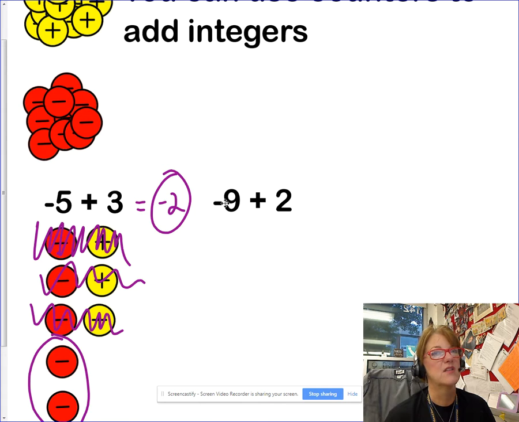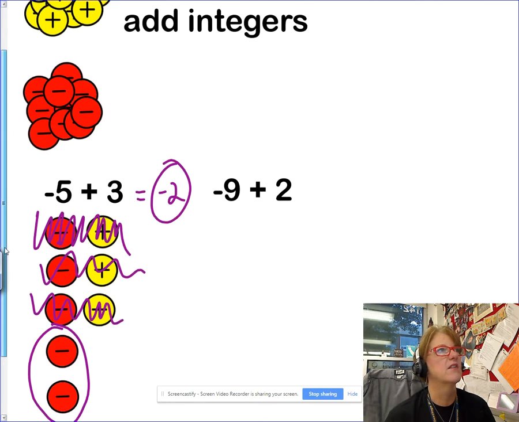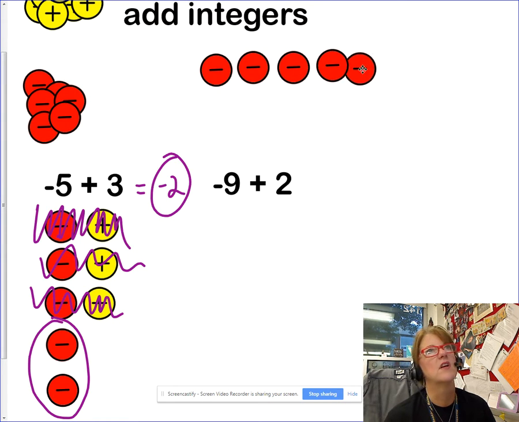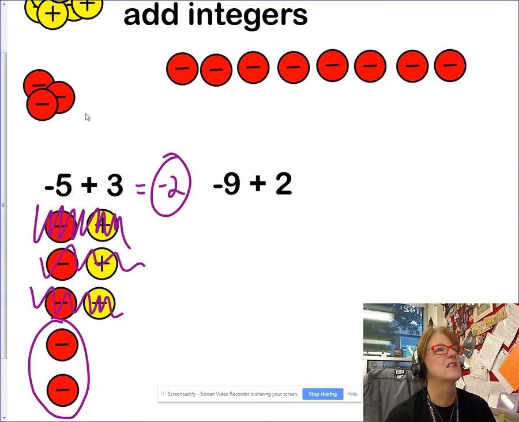-9 plus 2. All right, so that's going to be a lot. I might go kind of up here so that you can see it. And maybe we'll do it horizontally this time and line them up in a row rather than a column. So go ahead and draw 9 negative counters here while I drag mine over. 1, 2, 3, 4, 5, 6, 7, 8, 9. There, I'm going to cheat. Put them in front. 1, 2, 3, 4, 5, 6, 7, 8, 9.